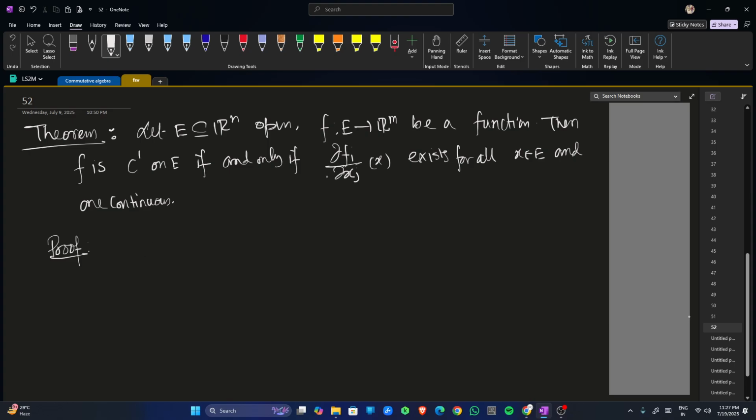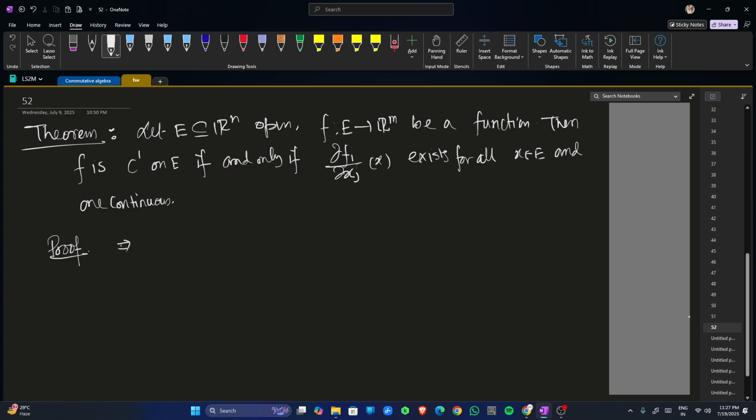We are saying that a function is C1 on E if and only if this condition holds, that is, if all its partial derivatives exist for all points on that domain and they are continuous. Of course they are functions of x, so they are continuous functions, and they exist. This implies that the function is C1. Okay, let's prove it.